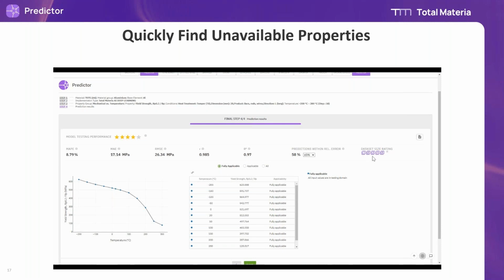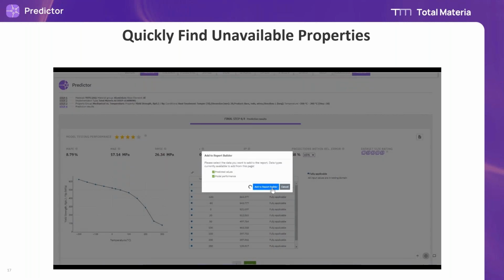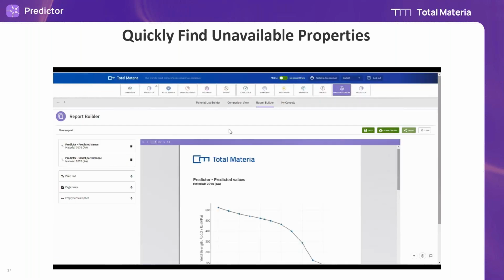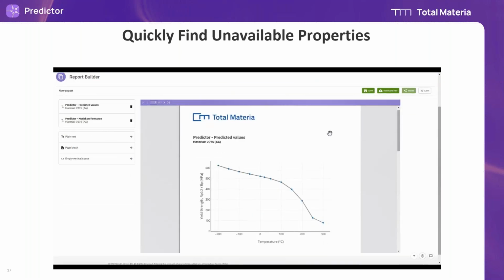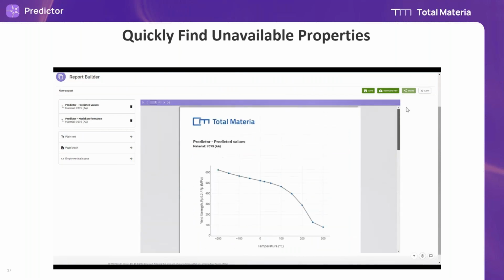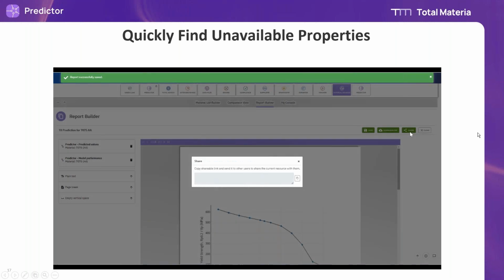So what you can see here is that we have this list of results, we have our graph, and what we can do is add these results to a report builder, and you can actually share this link between your colleagues to really showcase those results and those properties which you were missing beforehand. So it's very, very easy, very simple to use.